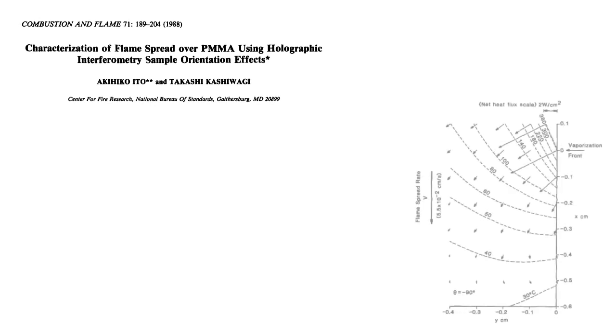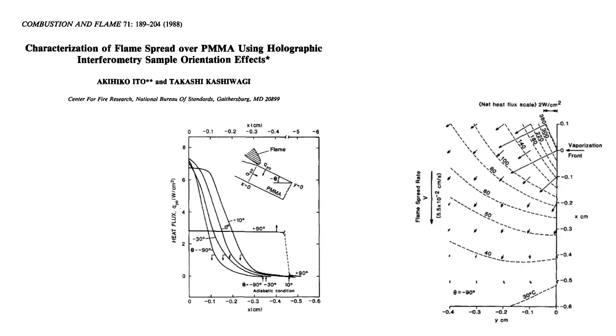One study I'd like to highlight is that of Ito and Kashiwagi from 1988. Their study showcased data quantifying the thermal gradients in the solid ahead of the flame front. Knowing these thermal gradients in turn allowed them to approximate the heat transfer from the flame to the solid ahead of the flame front. In other words, taking these measurements allowed them to quantify the relative magnitude of heat transfer through both the solid and through the gas phase.